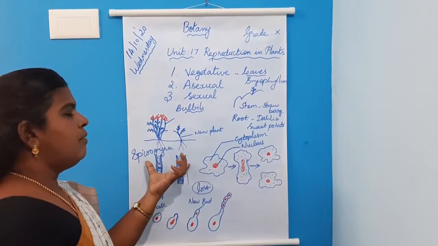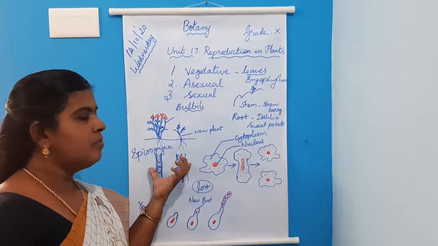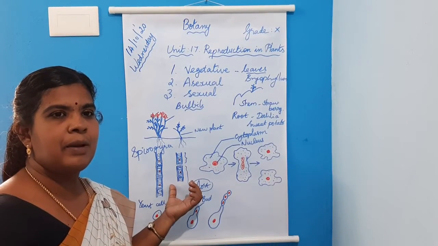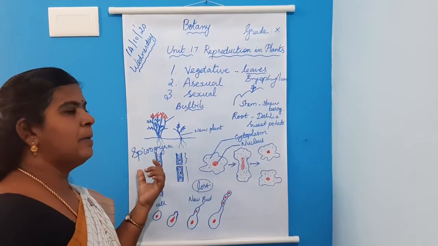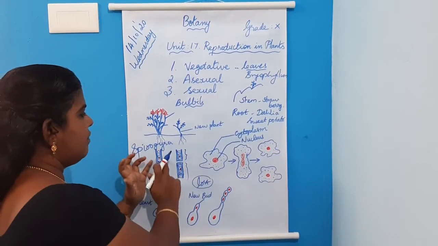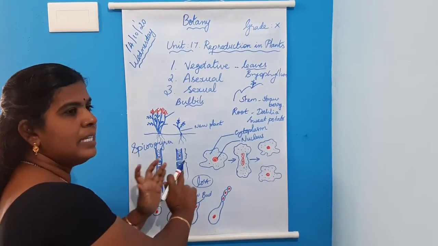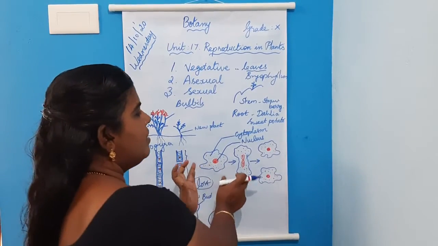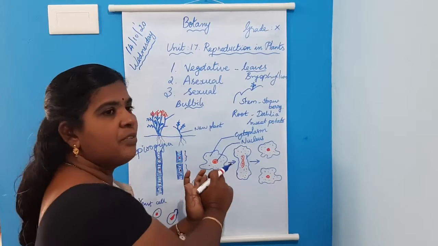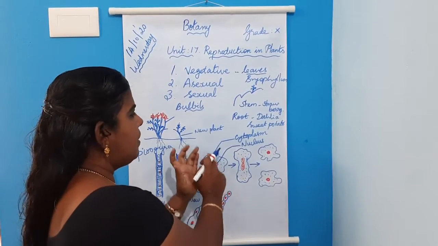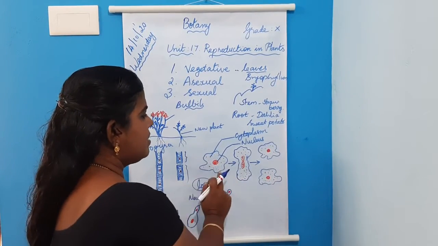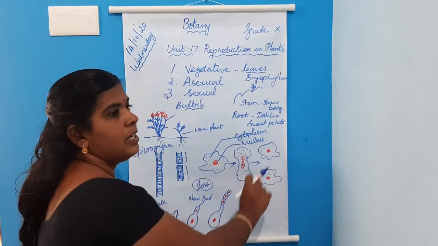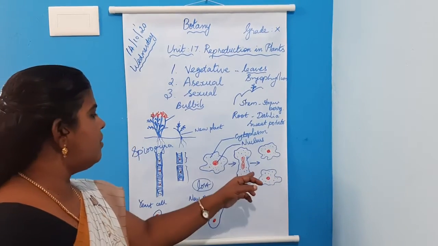So, filamentous algae can reproduce young filaments by fragmentation. The filament can be broken into segments, and each segment can develop into the young one. Then in amoeba, the method of propagation is fission. The parental cell divides into two and forms two daughter cells. This is called fission.